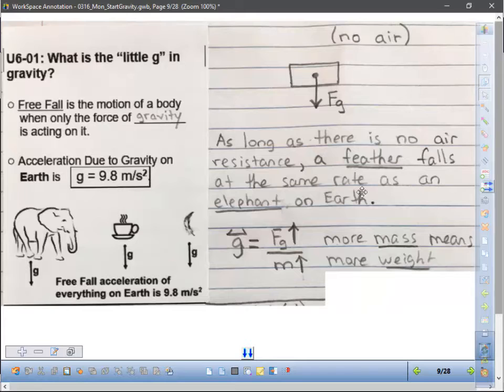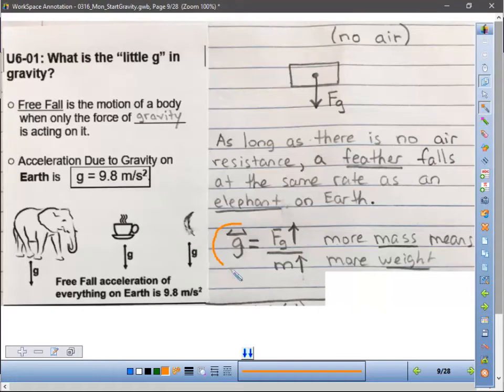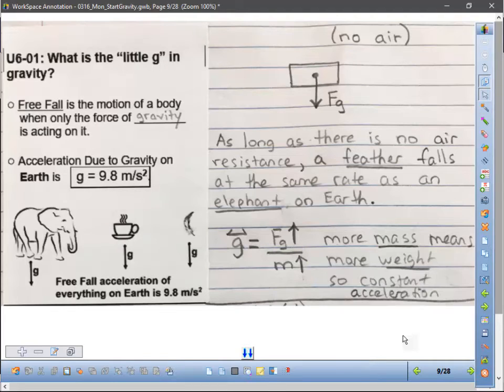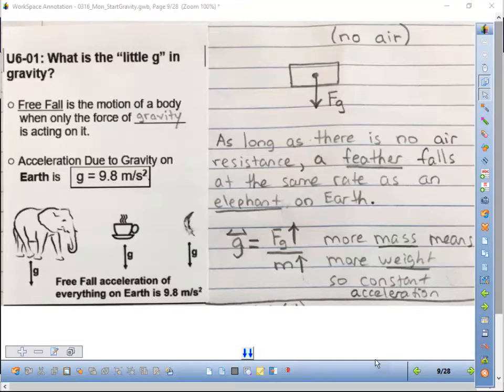That's how we get this 9.8. Acceleration stays 9.8 for everything on Earth because the more weight, the more mass, and this ratio stays 9.8 on Earth. So you get constant acceleration as long as it's in free fall, as long as we can ignore the air resistance. So go ahead and draw a line across your notes right here. And the next thing we're going to talk about is weight.